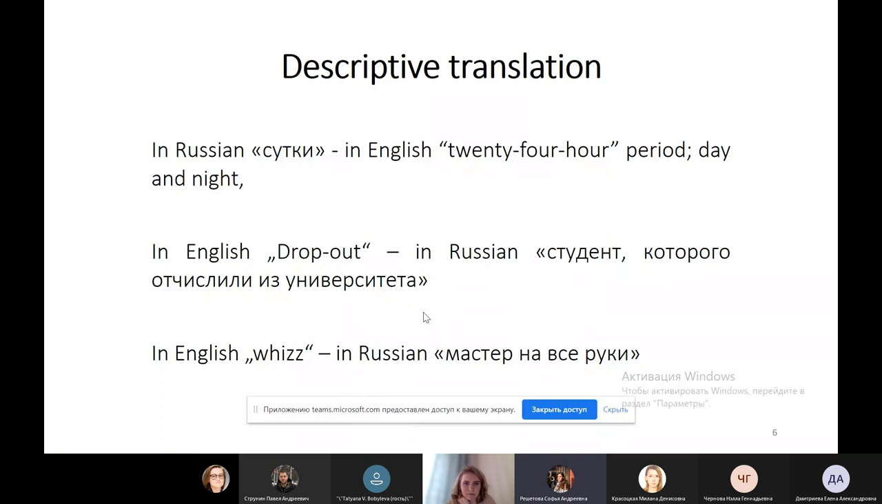In English, for example, there is no equivalent word corresponding to the Russian word sutki, but it can be rendered as 24-hour period, as day and night. With these phrases, we can translate the word sutki. And thus, having a descriptive character, the expression will be well translated. And the advantage of descriptive translation is that it is able to reveal fully the essence of the phenomenon designated by an equivalent lexical unit.